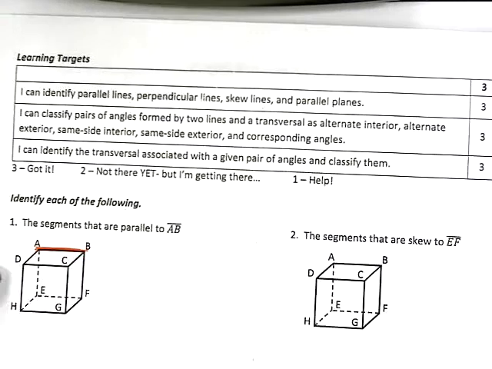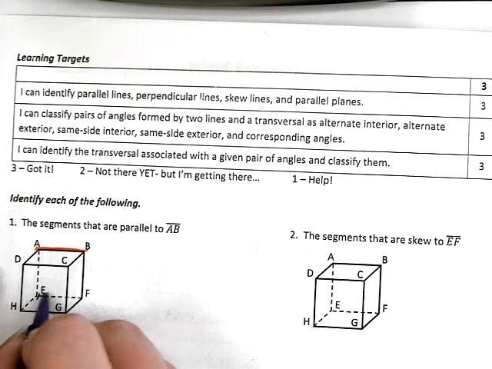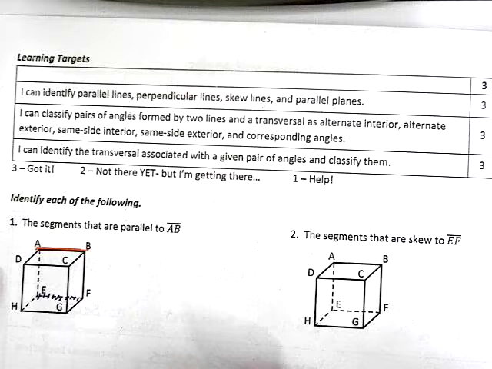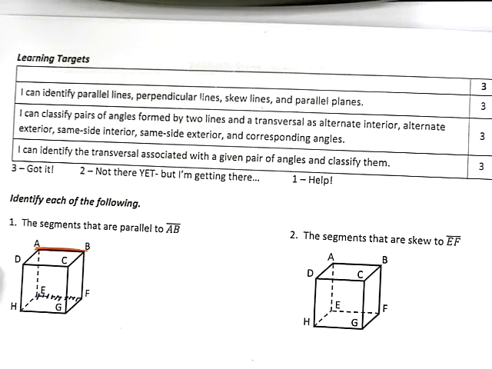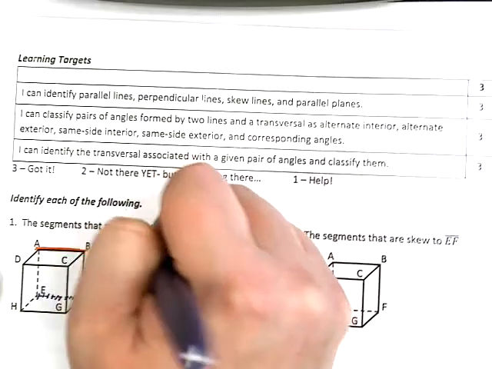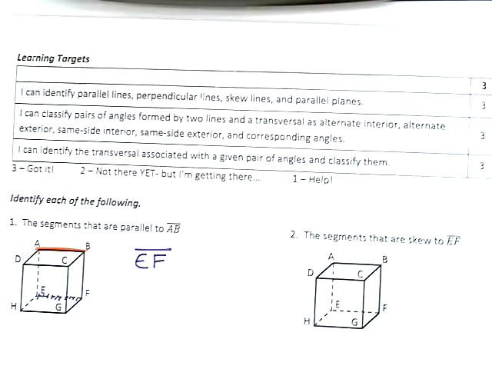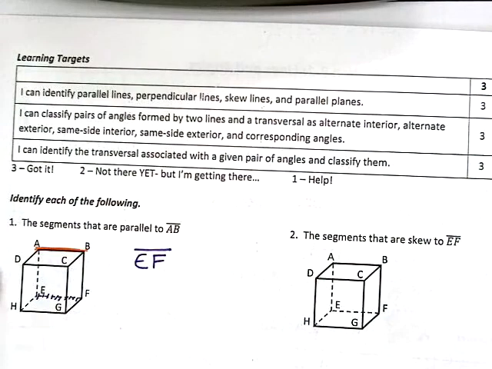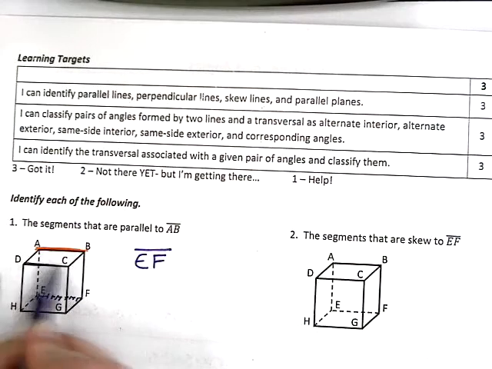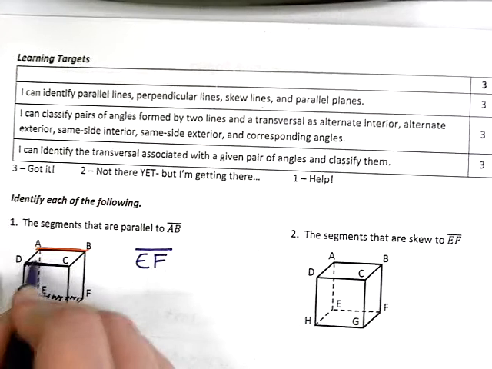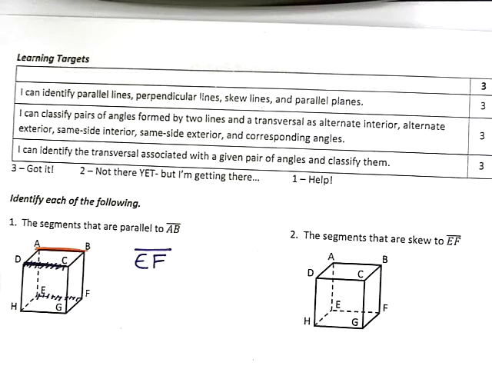So the first one I would think of would be EF down here. It's like looking at the back of the box. We're looking at the bottom edge of it. So EF would be 1. Another one that is pretty easy to see is if we look at the top of the box here. DC is directly across from AB.